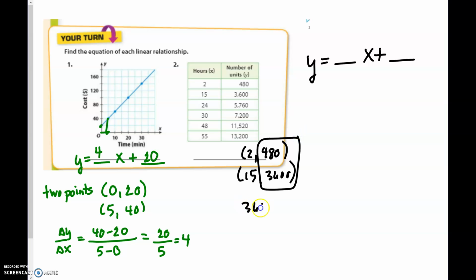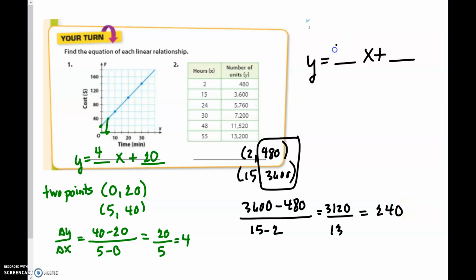So I'm going to use the 2, 480, and the 15 and the 3600 here to find my slope. So remember, y's go on top. So I have 3600 minus 480, so y goes on top, and 15 minus 2. Well, I can do that bottom one in my head. 15 minus 2 is 13. But now I'm going to grab my calculator and take 3600 minus 480. And I think I get 3,120. Now 3,120 divided by 13 is 240. So I can go ahead and fill in this first blank: 240.